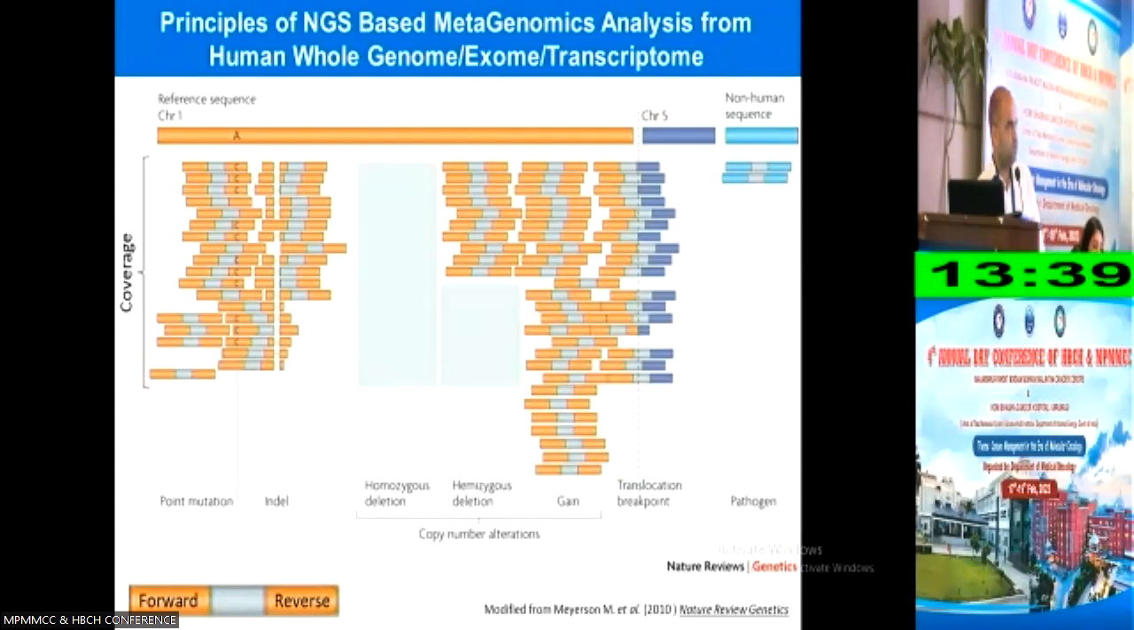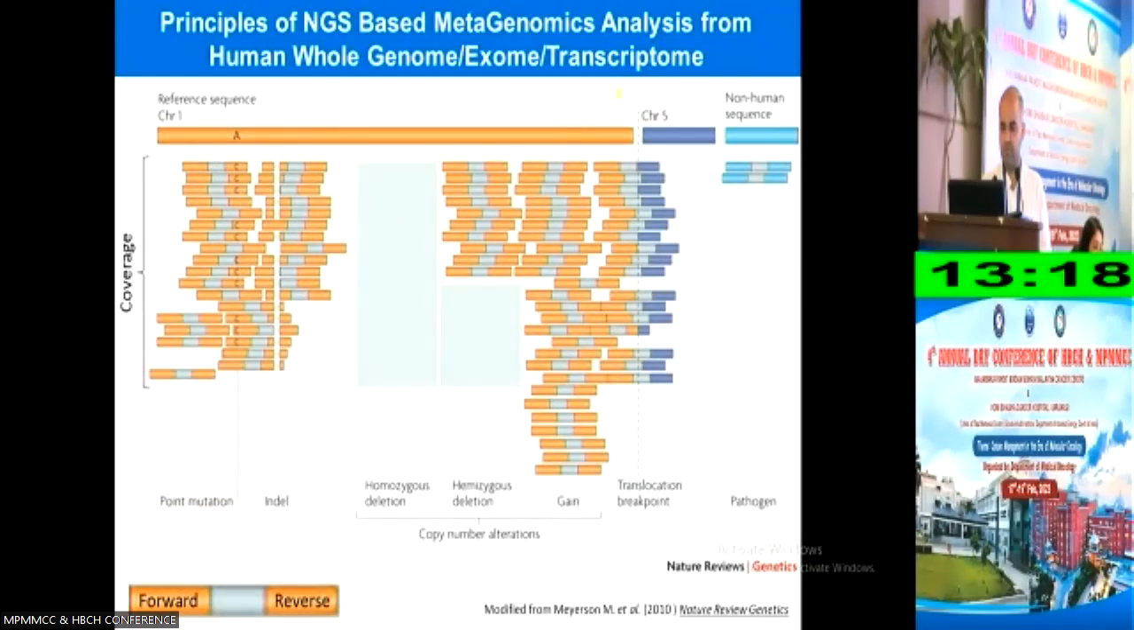So how we actually do it is, from a human sequencing assay, we get the data relevant for human analysis, and when we align that to the human genome, as I have shown here, chromosome 1 and 5, we get to see point mutations, indels, copy number variation, amplification, as well as fusion.